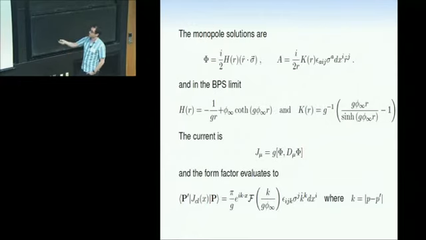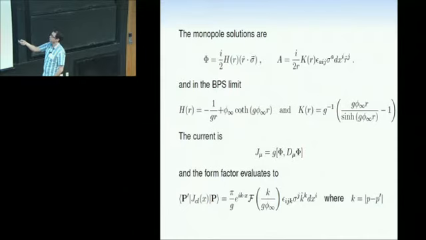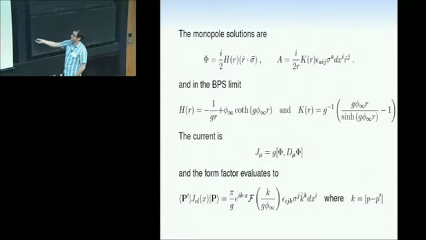I'll just flash the quantities involved. The 't Hooft-Polyakov monopole solutions in the BPS limit are given in the hedgehog ansatz by a Higgs field, which is a function of this function h.